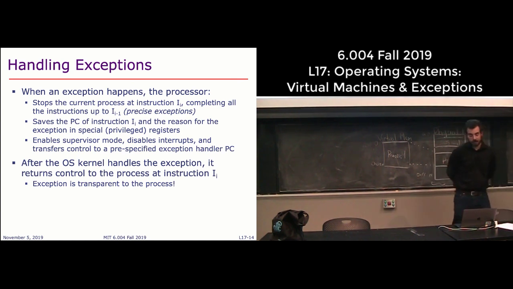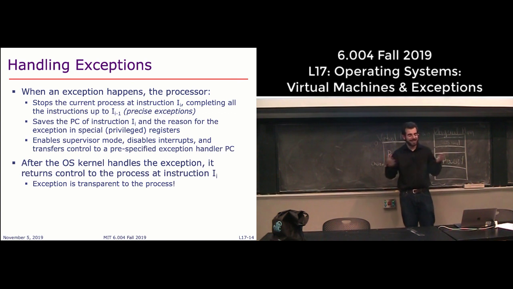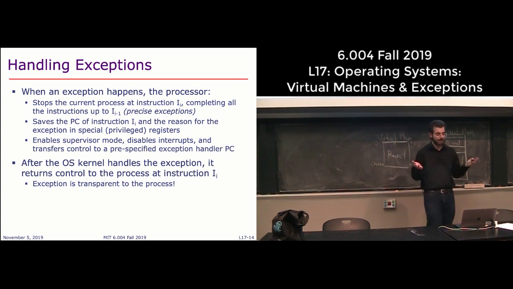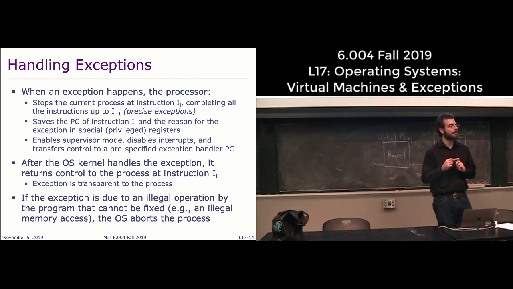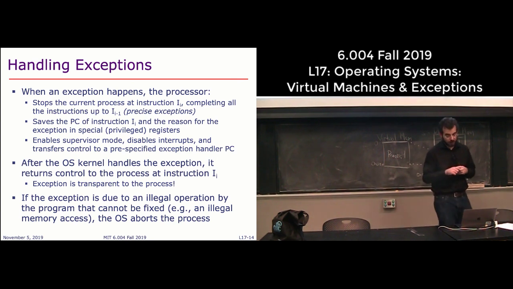and if it can handle whatever exceptional condition it was dealing with, it will just return control to the process at the instruction that it was. So the process just doesn't see anything, right? The exception is completely transparent to the process. On the other hand, if the exception is due to something that the operating system cannot fix, for example the process is trying to do some illegal operation, like an illegal memory access, then the operating system will just abort the process.